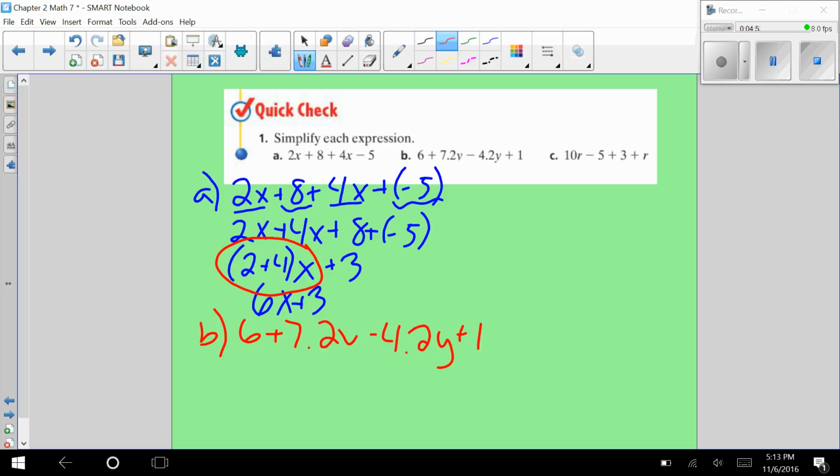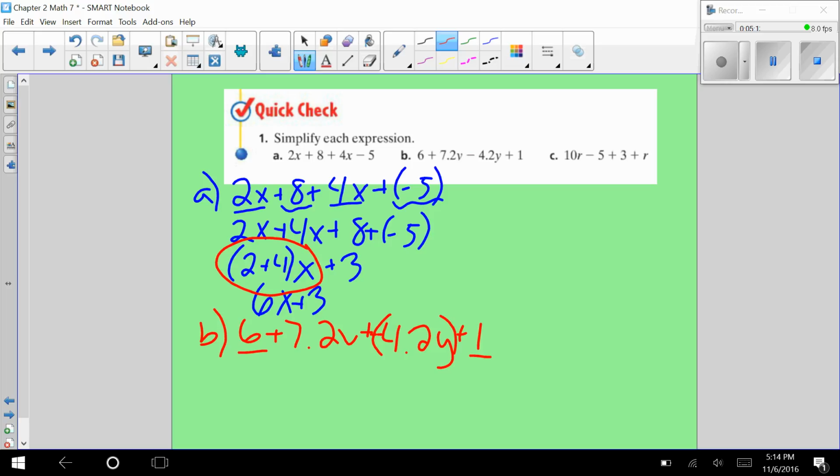Oops, I'm sorry. I wanted our first step to be changing it into adding a negative. So change our minus into plus negative 4.2y. Now let's identify our like terms. 6 and 1 are like terms. Well, a v term and a y term aren't like terms, so 6 and 1 are the only like terms.